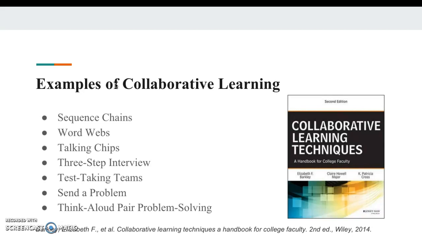I will give credit to the book called Collaborative Learning Techniques, a Handbook for College Faculty. This was a book that I actually rented from Amazon pretty inexpensively, and I'm going to purchase it because it does have a lot of really good things. So if you're interested, you can definitely go ahead and purchase the book.